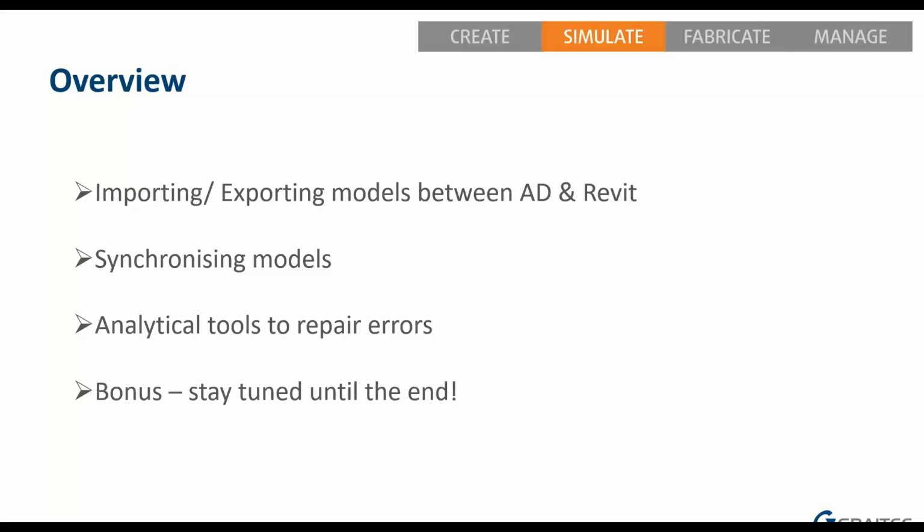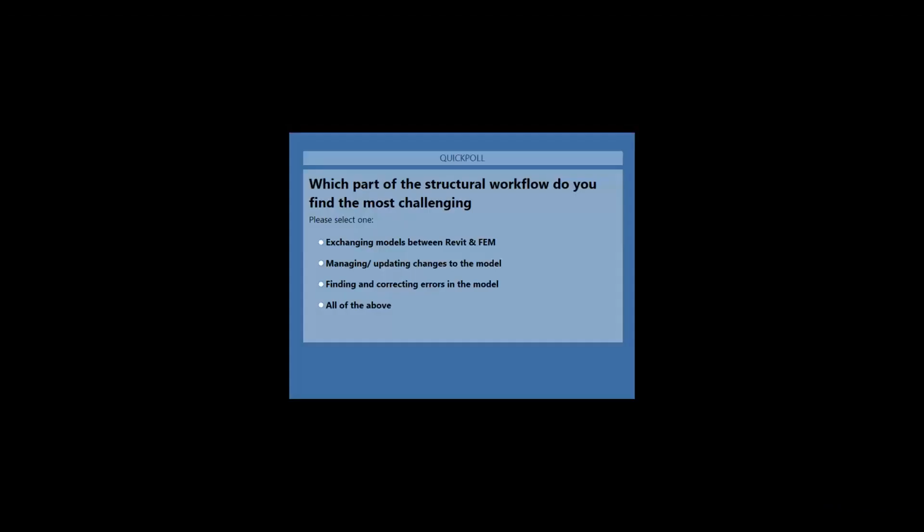So which part of the structural workflow do you find most challenging? That could be exchanging models between Revit and the FEM solution. It could be managing or updating any changes. Sometimes we make changes to the model. We need to manage those efficiently, because that could be an issue for some of you. And also, if there are errors in the models, then that disrupts that process somewhat. So that could be one of those.